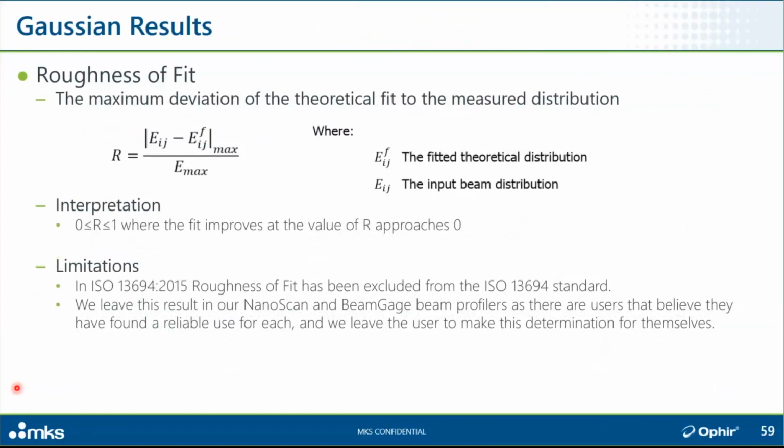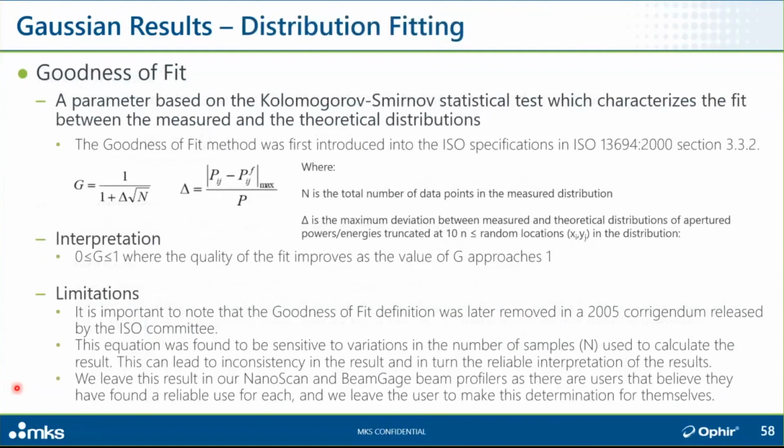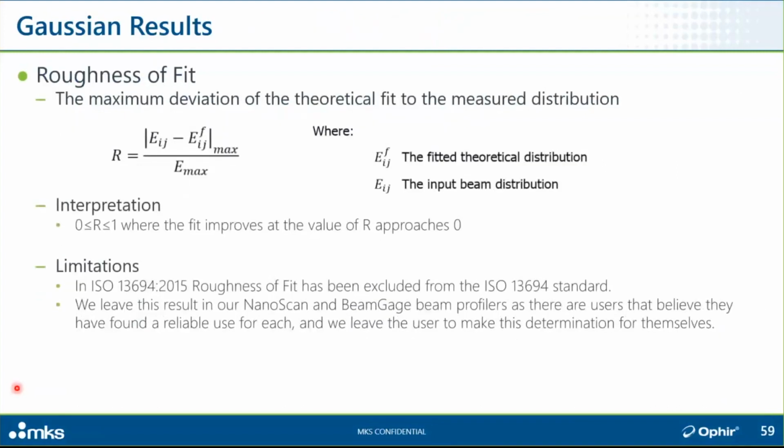Similarly, the roughness of fit calculation from ISO 13694. The roughness of fit was left in until 2015, as it has some similar possibilities where it may be difficult to interpret. But again, we've left that in both of our products. I'll let you make the determination for yourself. The roughness of fit calculation is the maximum deviation of the theoretical fit to the measured distribution. So the goodness of fit was dealing with characterization of two fits, and the roughness of fit is directly comparing the deviation of a theoretical fit to the measured distribution. Very similar. In this case, the roughness of fit value, again, is between 0 and 1, but as the fit improves, the value approaches 0.